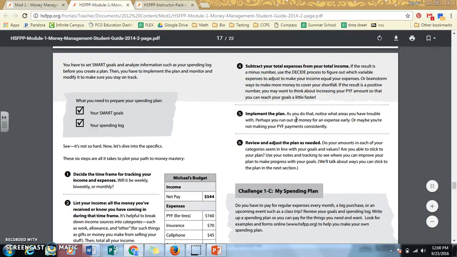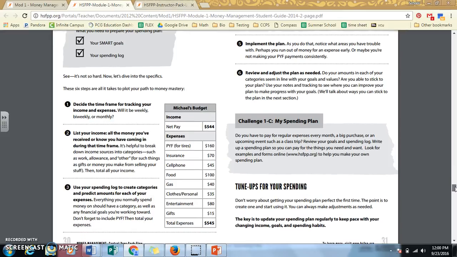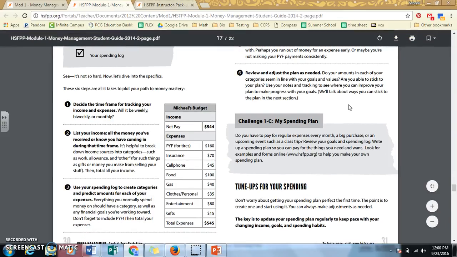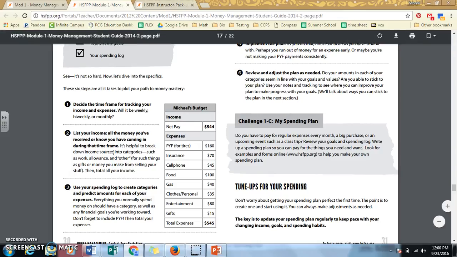Step 5 for creating a plan is to really use this plan. Use your spending plan. If you're not going to use it, then you're going to find that you run out of money quickly. And number 6, the last step, is to review and adjust your plan as you need. Sometimes you're going to find that you need to make adjustments. One month you might have to make a big purchase and you're going to have to spend less. It's okay to change your plan, but just know that you need to stick to it.